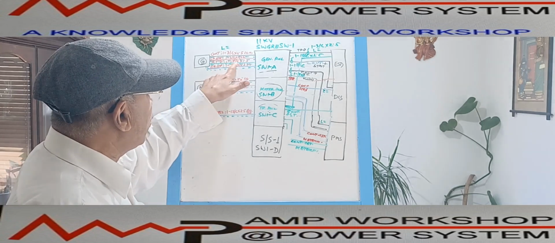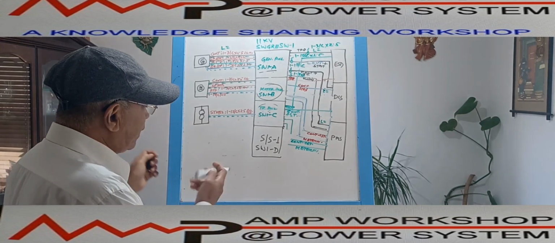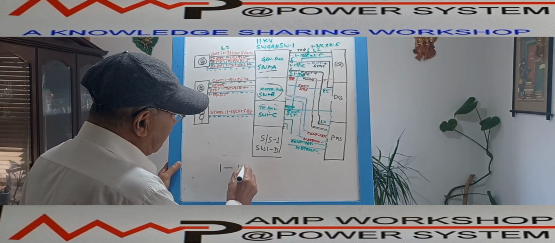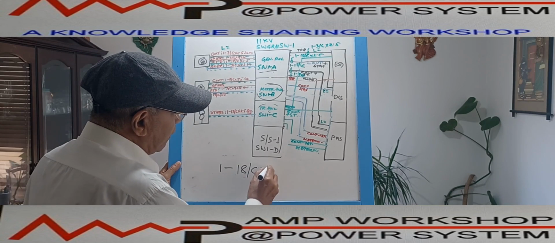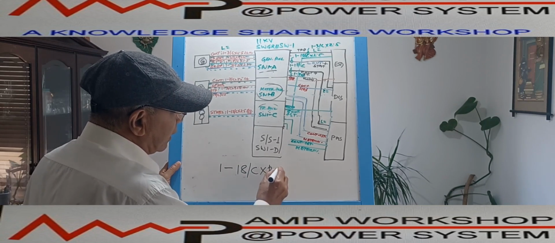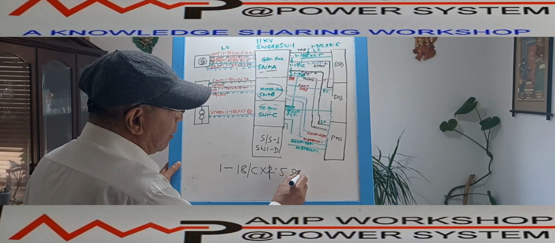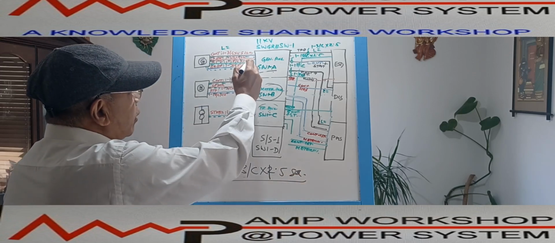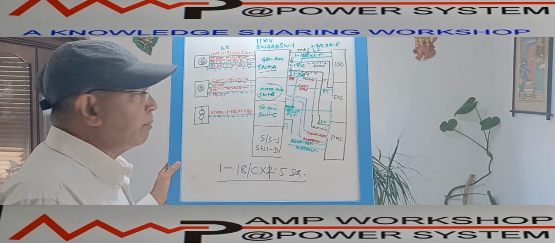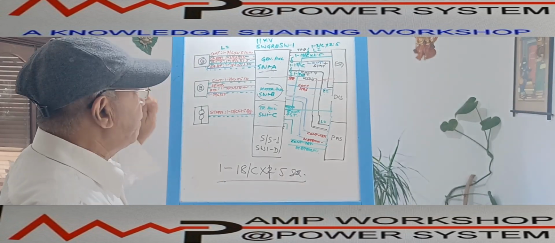We have considered one 18-core cable, 1.5 millimeter square, 18-core into 2.1. For this RTD signal, a 1.5 square millimeter cable is enough. That cable we have considered over here for the temperature monitoring of the winding and the bearing.